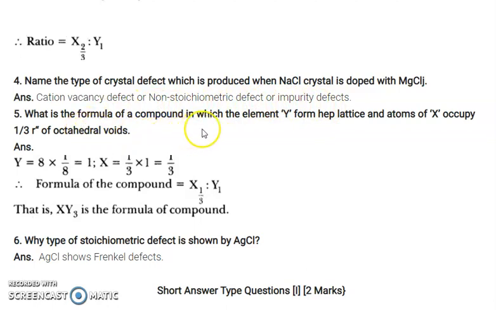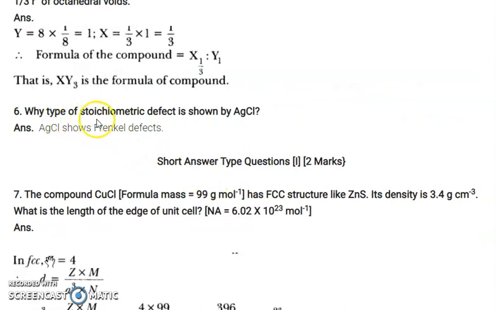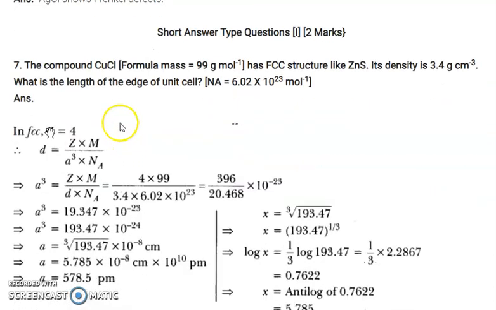What is the formula of the compound in which the element Y forms a CCP lattice and atoms of X occupy 1/3 of the octahedral voids? Same, Y is equal to 8 into 1/8, which is 1, X is equal to 1/3 into 1, which is 1/3. The formula of the compound is X 1/3 Y1. So, that is X Y3 is the formula of the compound. Okay. What type of stoichiometric defect is shown by silver chloride? Silver chloride shows Frenkel defects.